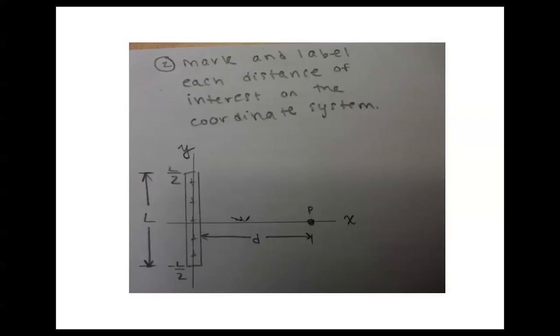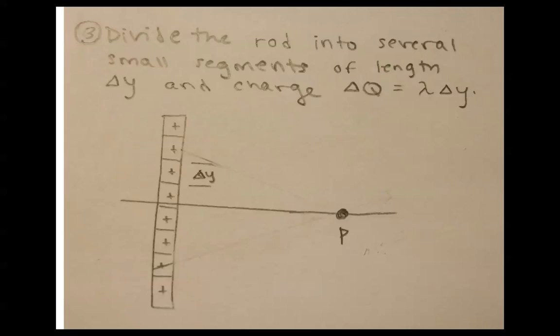Here, we mark L as the length of the rod, with L over 2 being the top of the rod and negative L over 2 being the bottom, considering our origin, and d, the distance between the rod and point P. Next step is to divide the rod into several small segments, which we will be able to use as point charges, with length delta y and charge delta q, which is equal to lambda, the charge density, times delta y.